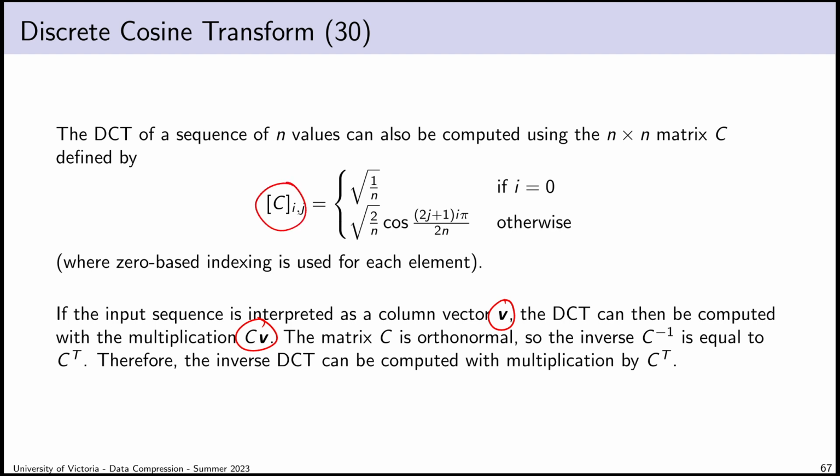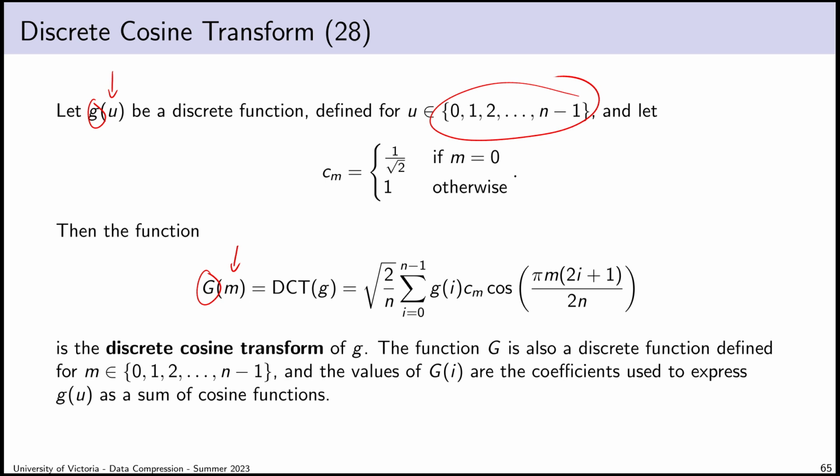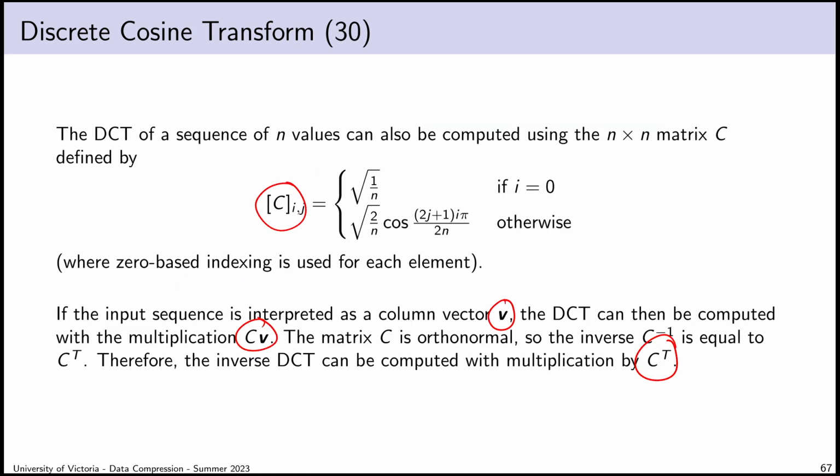As I mentioned earlier, that means that its inverse is its transpose, which means if I want to invert the DCT, I just multiply by C transpose. Now, the last few slides were probably a lot. I'll bet that once you see a numerical example, you can relax a little bit.